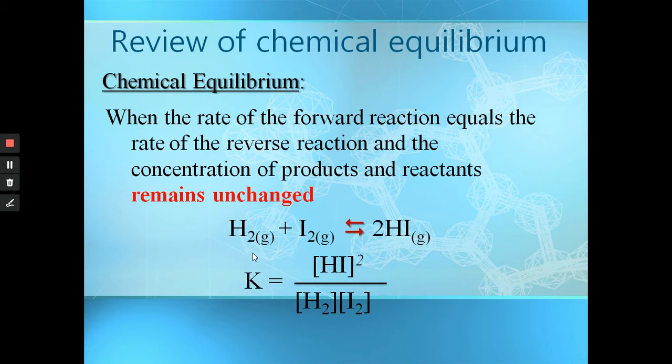And if that's the case, the equilibrium expression is going to be HI squared, because the coefficient now becomes the power, and then the product over the reactants, and the reactants are H2 and I2. Remember, this bracket represents the concentration measured in molarity.